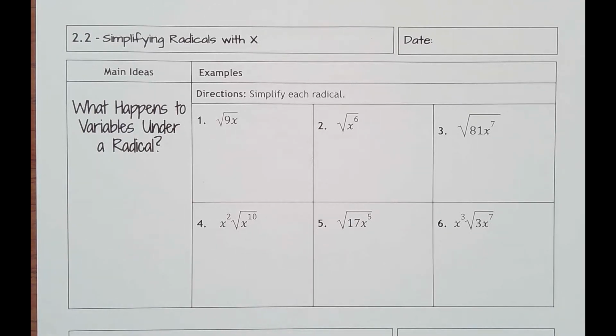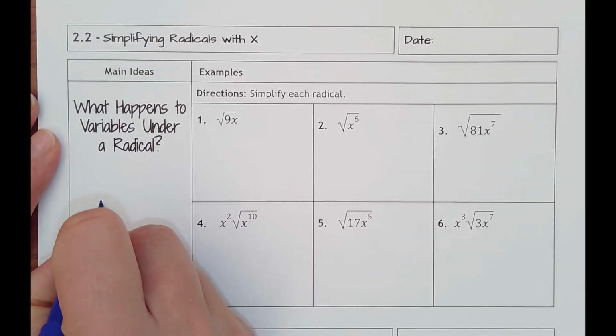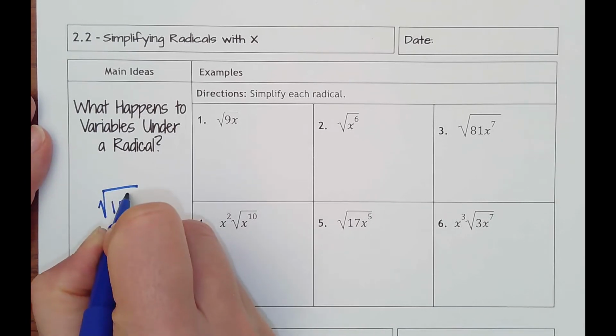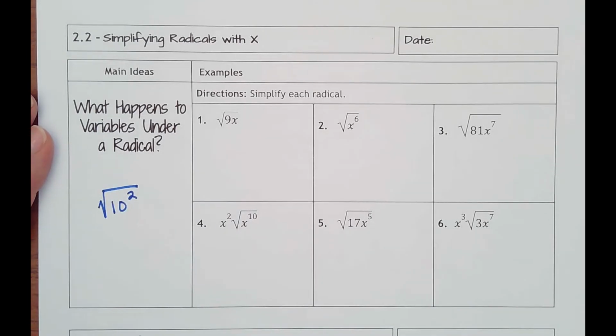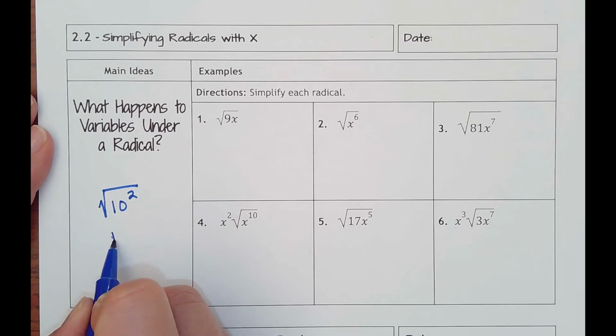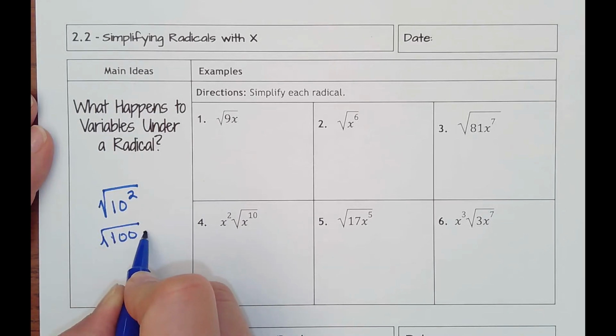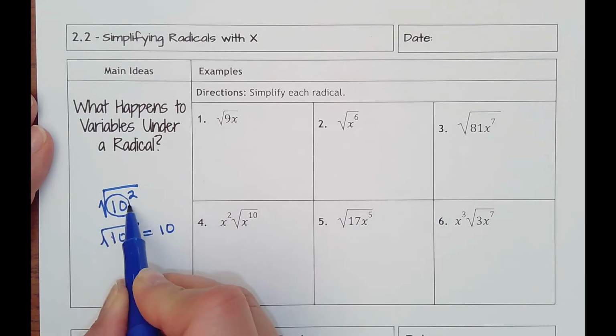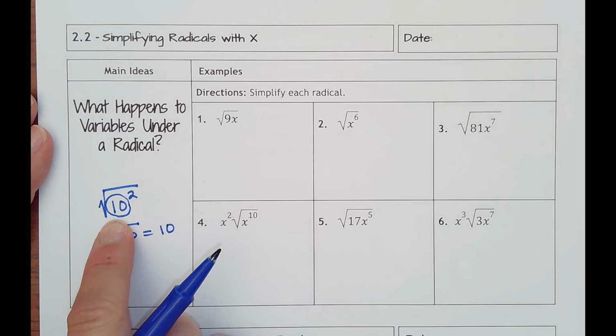Lesson 2.2, simplifying radicals with x, meaning simplifying radicals that have variables in them. I want to write down a problem real quick: the square root of 10 squared. My question is, what would that equal? Well, you might say 10 squared is 100. If I square root 100, that means what number times itself makes 100? That would be 10. So do you see how my answer was actually just this number?